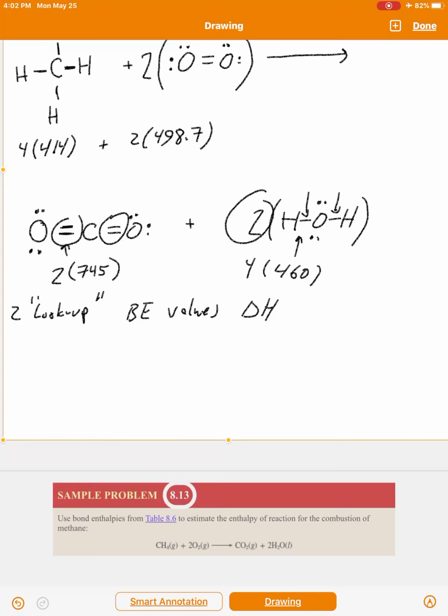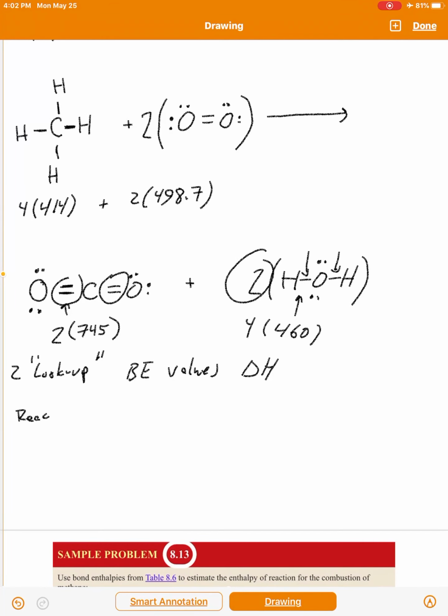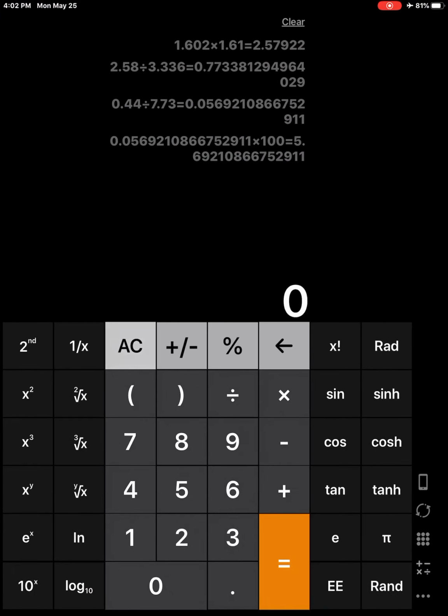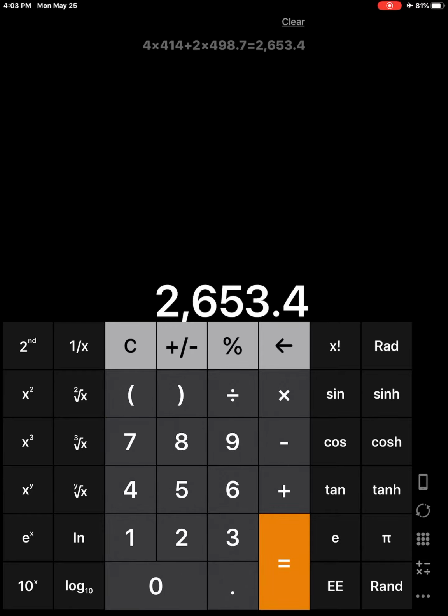So what I'm going to do is I'm going to go ahead and calculate these. For the reactants, we've got 4 times 414 plus 2 times 498.7. Okay, so 4 times 414 plus 2 times 498.7, and you got 2653.4.